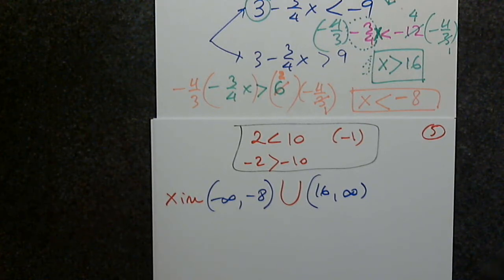Any questions? Yes, go ahead, Tiffany. So when you're writing out the union, since we had x greater than 16, we're always going to put 16 first? And then greater than 16 means this. So less than negative 8 means this, but still we have to write from left to right. So we have to start with negative infinity.